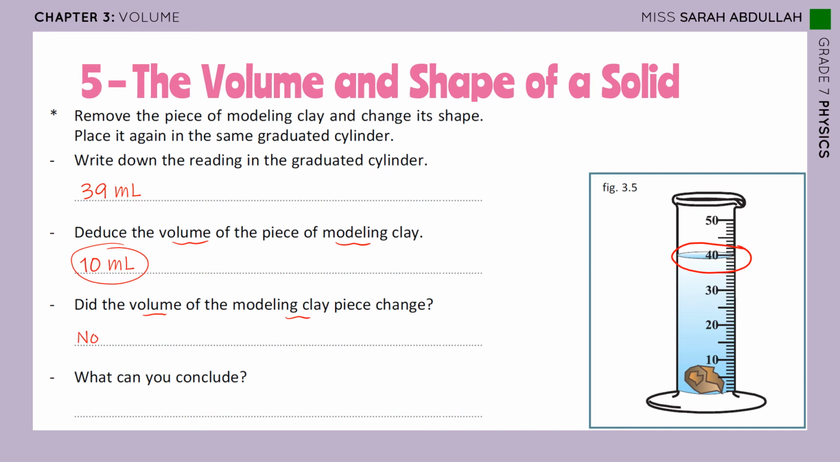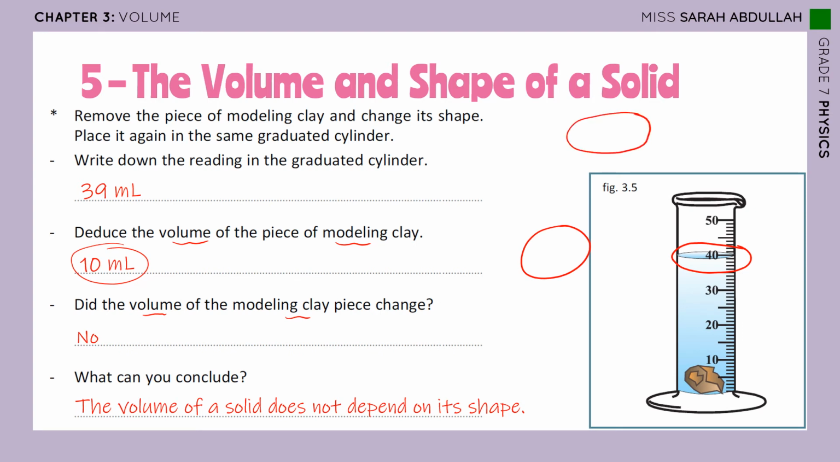What can you conclude? That the volume of the solid does not depend on its shape. So you guys can bring a piece of modeling clay, shape it into a heart, a circle, a square. If I'm working with the same piece of modeling clay, then all of these shapes will have the same volume, because the volume of a solid does not depend on its shape.